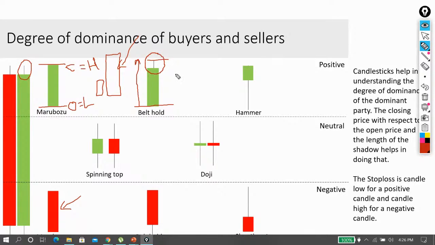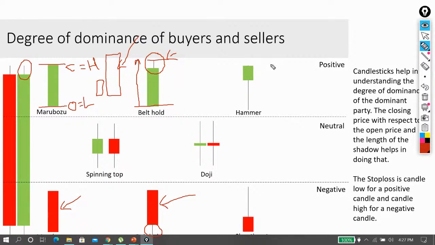What could be the possible reasons? The reasons could be some people tried to take profit because their target would have hit, or maybe some news would have come, whatever. But some sellers entered here. This is what is implied by this. Same psychology on the opposite side will be for bearish belt hold. Here the low did not sustain. That means some buyers entered here as well.